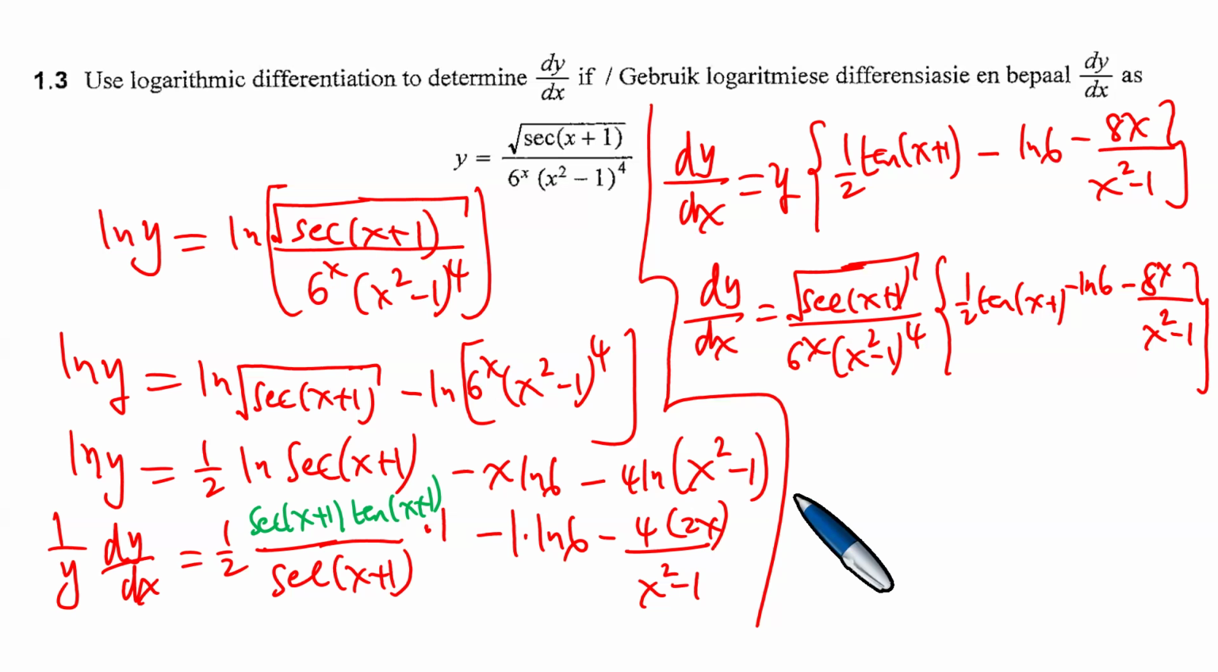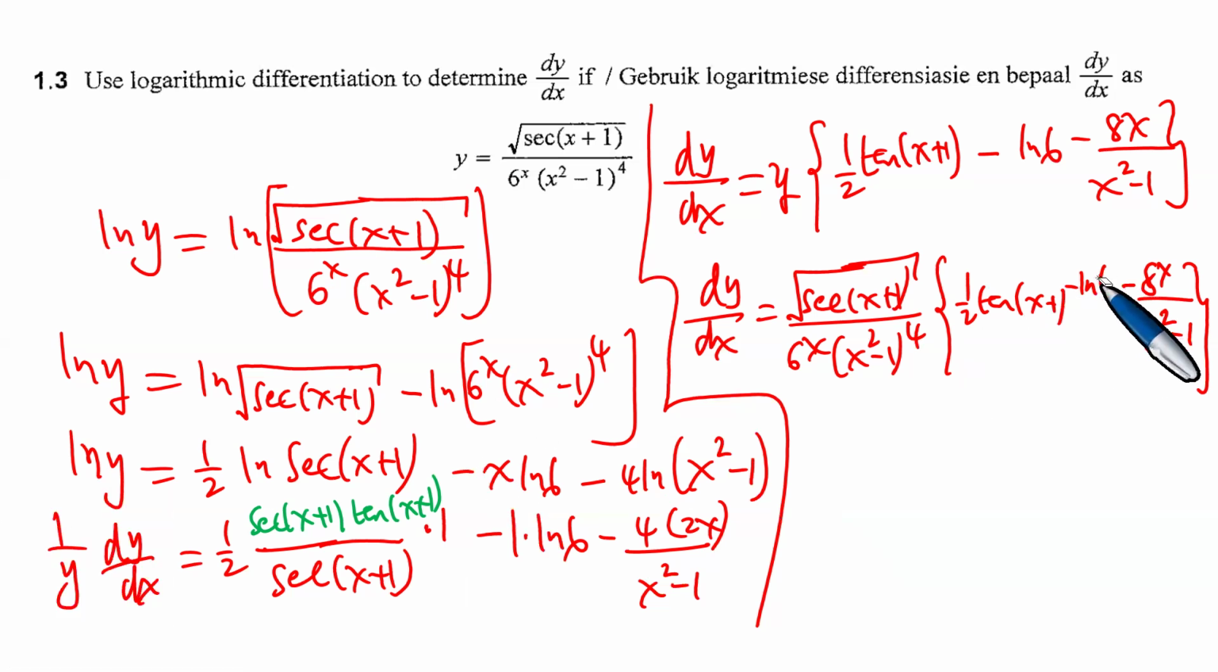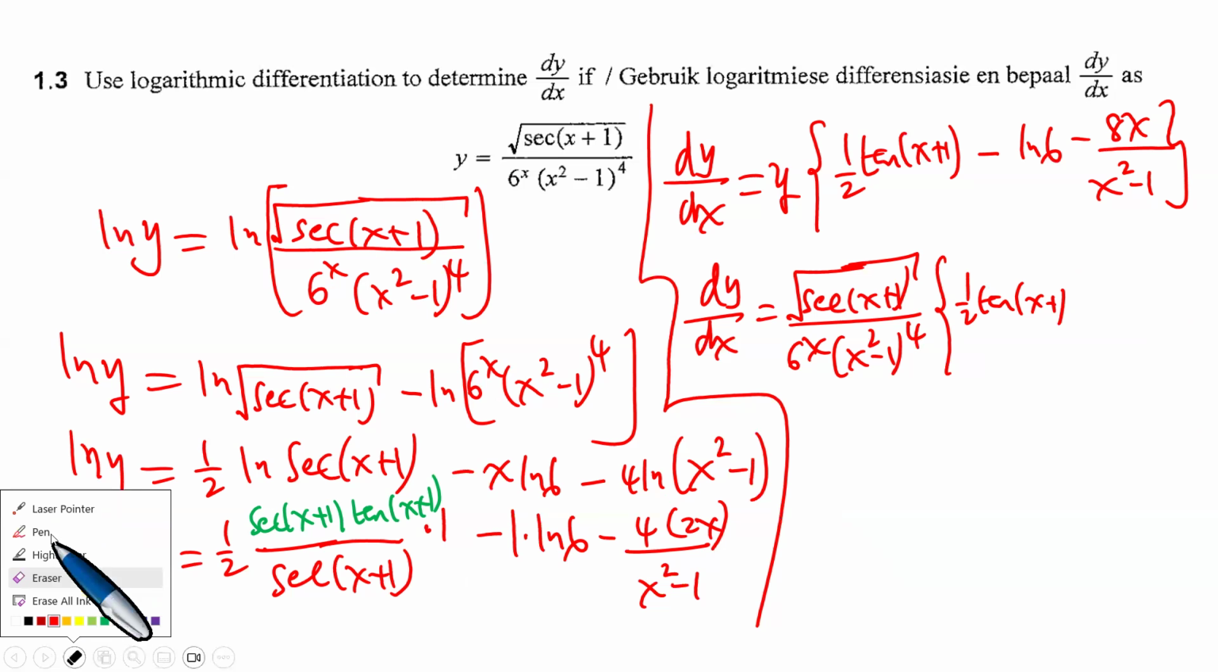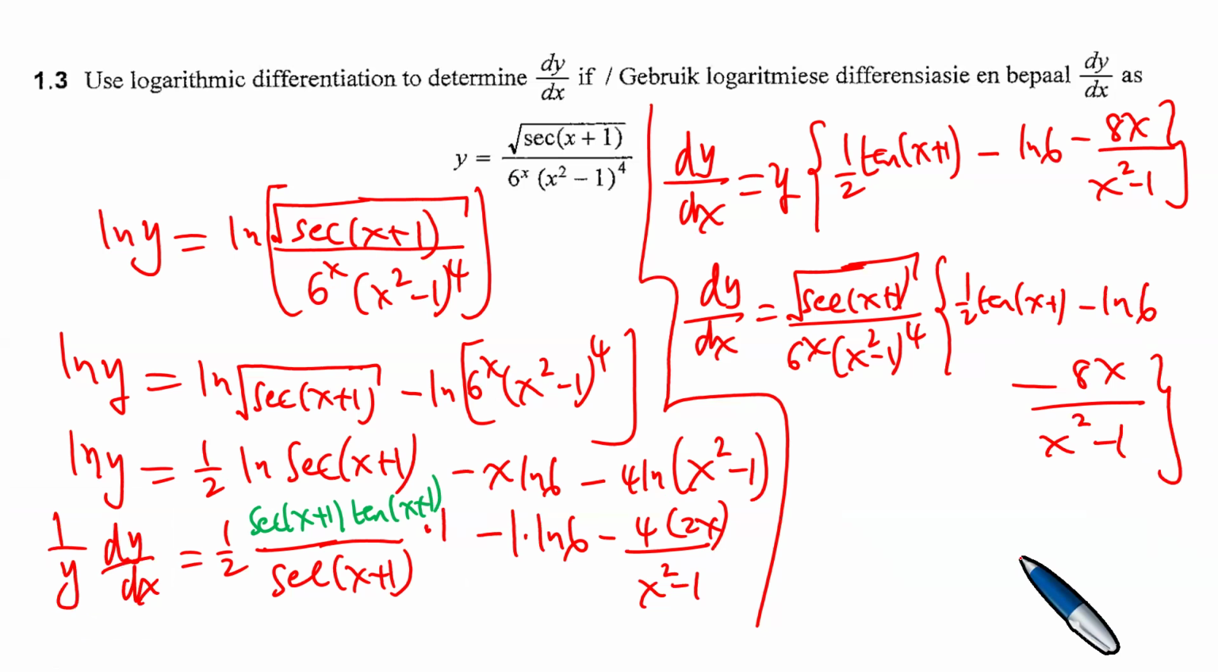Right, so now this is what we have. But now please note that this is not a power. Write things properly. So this is not a power. So this is minus ln 6 minus 8x divided by x squared minus 1. So this becomes exactly the answer to the question.